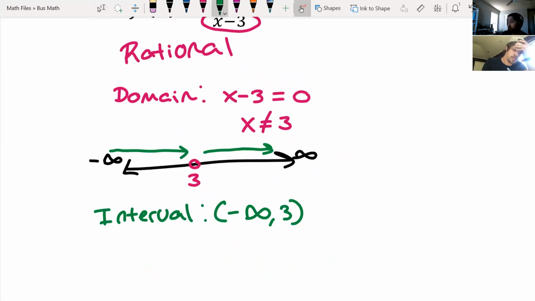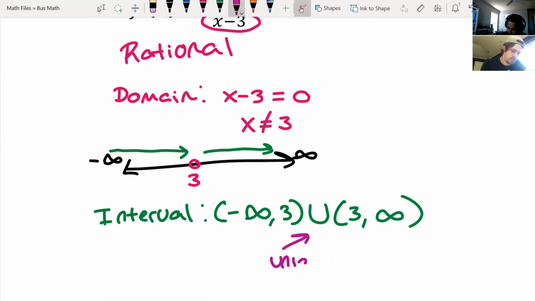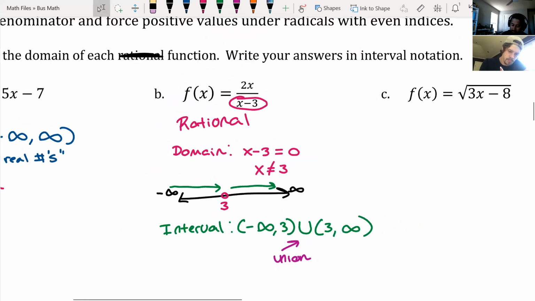and head towards infinity. So now, what we're going to have to do is use a special notation. We're going to say our domain is negative infinity to 3, union 3 to infinity. That little symbol there means union. It's telling us the sets of x values that the rational function exists on. And that is how you find the domain of a rational function.